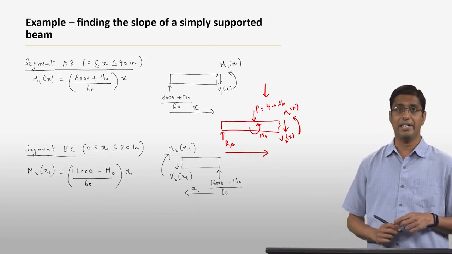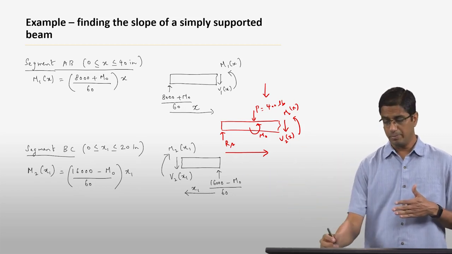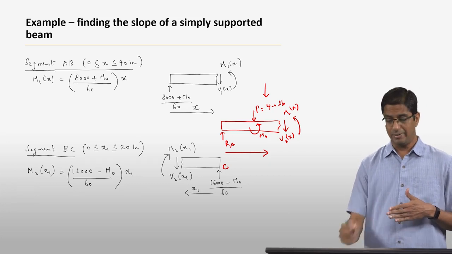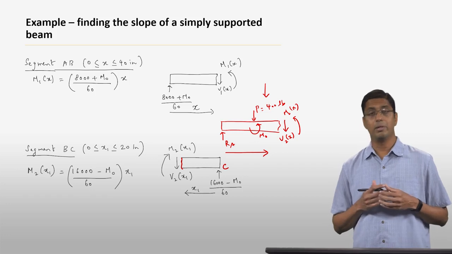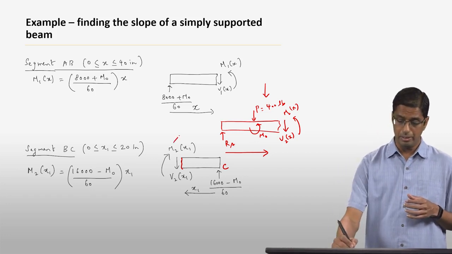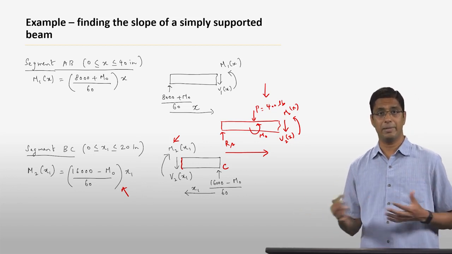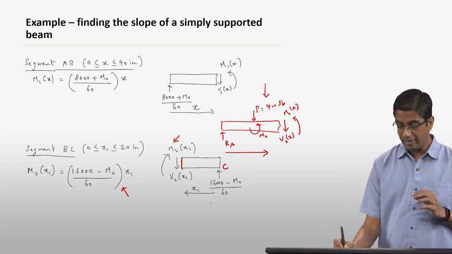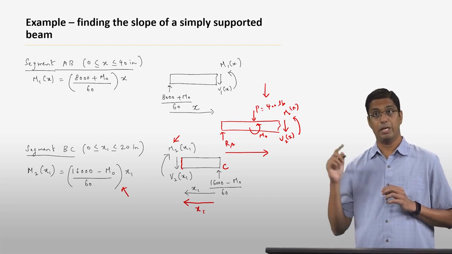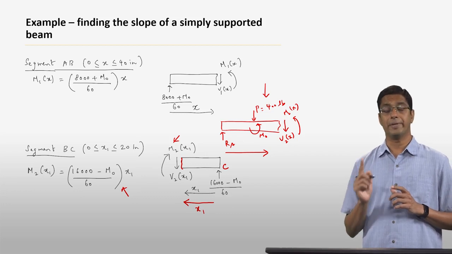Essentially, I have taken a section between B and C, but now considered the right segment. So this is my point C, and this is the section I have taken between B and C. Now, if you look at the moment function, this m2 is very, very simple. It is just 16,000 minus m naught by 60 times x1. The key difference is that I am now defining my x1 going from right to left. At point C, x1 is 0, and at point B, x1 is going to be 20 inches.